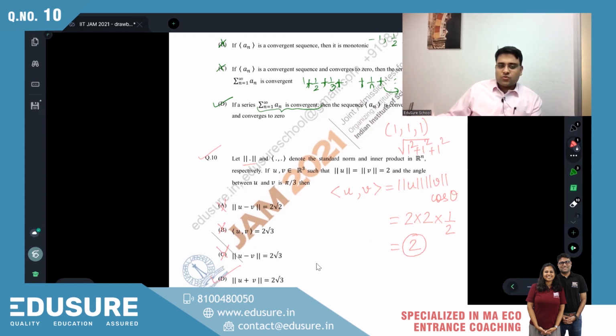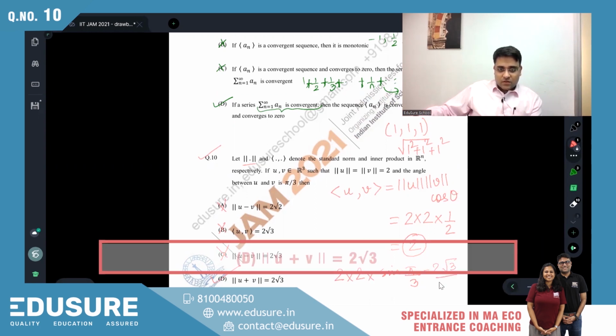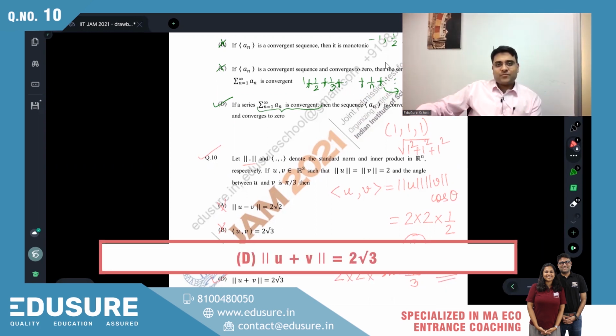The quantity asked for will be basically 2 into 2 multiplied by sine of pi by 3. Okay, sine pi by 3 is basically root 3 by 2. So this gives me 2 root 3. Answer is D.